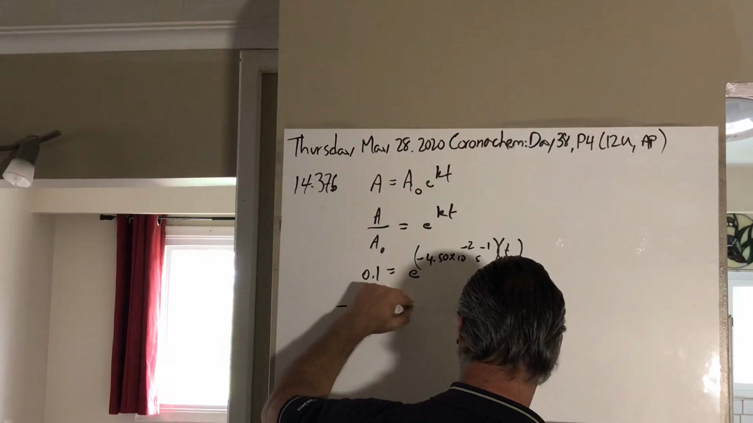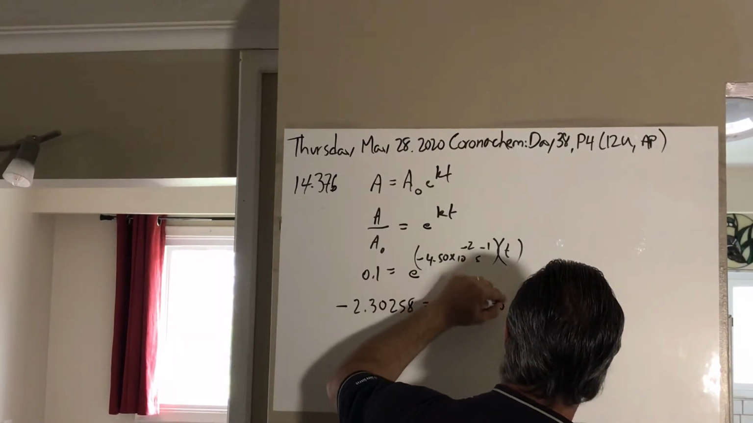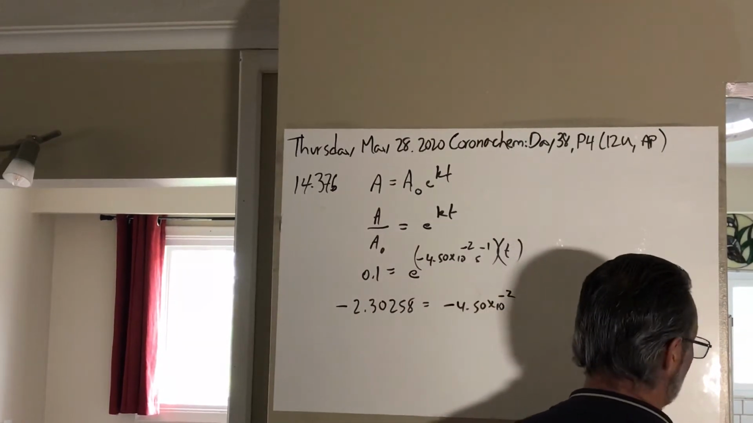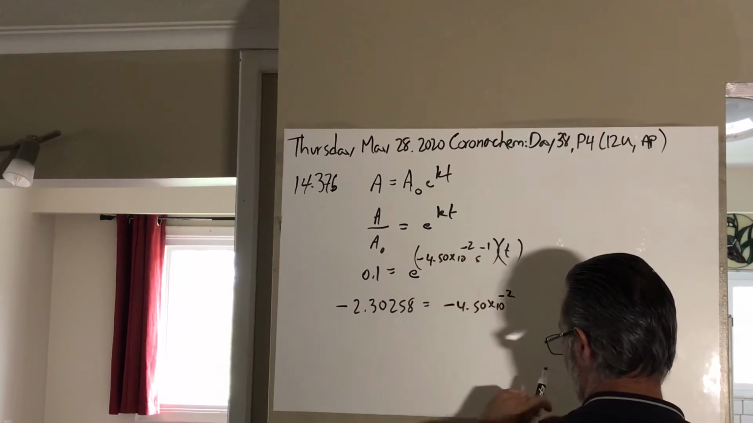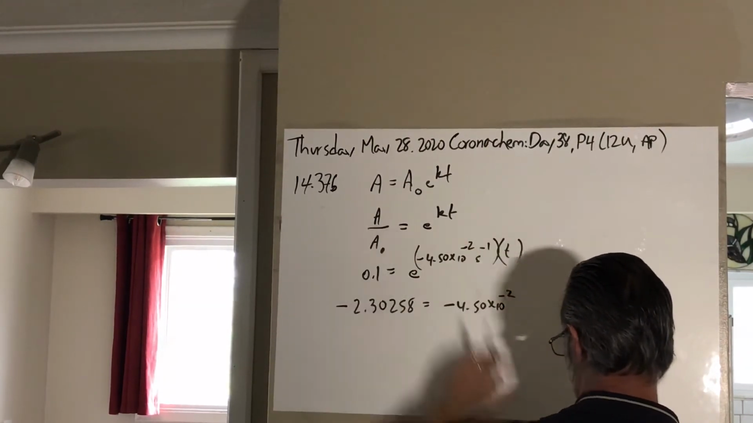2.30258 equals negative 4.50 times 10 to the minus 2 t. When you have e raised to the power of something, if you take the natural log of it, the e disappears and all you're left with is the exponent.